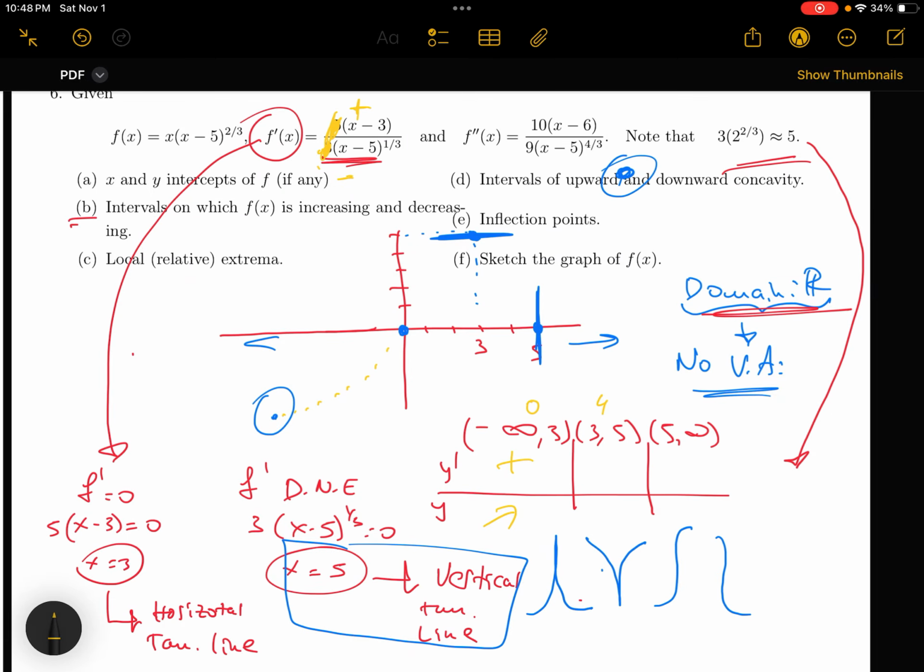4 minus 3 is positive, 4 minus 5 is negative. As you can see, I'm not really thinking about this cubed root, because the cubed root of a negative number is negative and the cubed root of a positive number is positive. So 4 minus 5 is negative 1, negative. Positive divided by negative is negative. The function is decreasing, which means I have a local maximum at 3. So this point here is going to be a local maximum. And finally here I can choose the point 6.